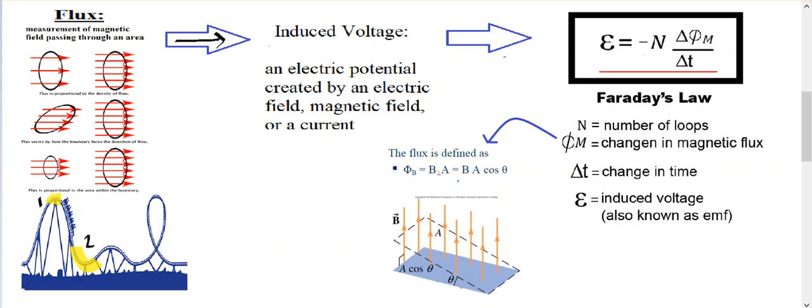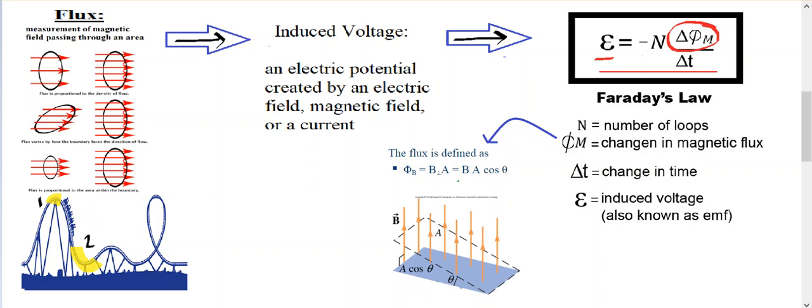So the equation for induced voltage, to figure out how much voltage is caused by the change in magnetic field, is Faraday's law. Faraday's law states that E, the electromotive force, the induced voltage, is equal to N, the number of turns, which we'll get to what that variable means in a second, times the change in flux, the change in the B field, over the change in time.